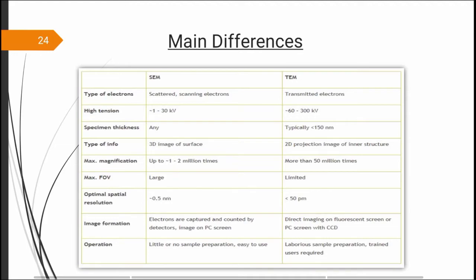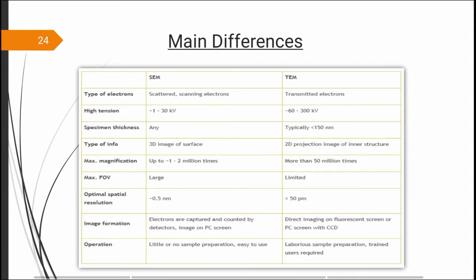In SEMs, samples are positioned at the bottom of the electron column, and the scattered electrons are captured by the electron detectors. Photomultipliers are then used to convert this signal into the voltage signal, which is amplified and given rise to the image on a PC screen.